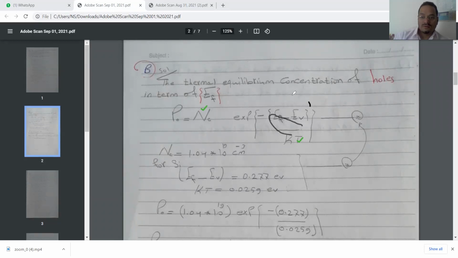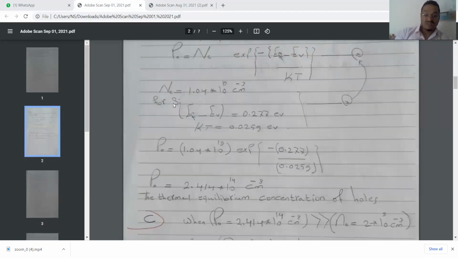Let me do that like this. Let's complete. The result of the concentration of holes at the valence band equals 2.414 × 10^14, in the same unit, the thermal equilibrium concentration of holes.